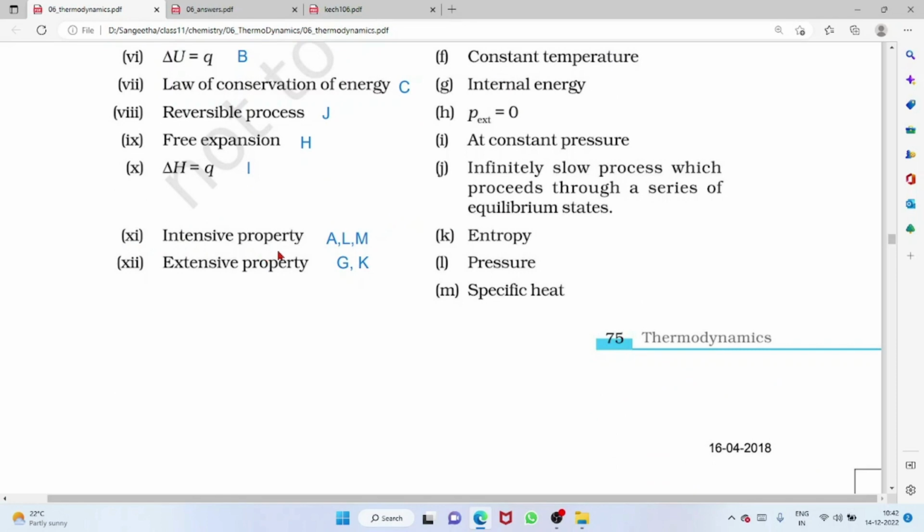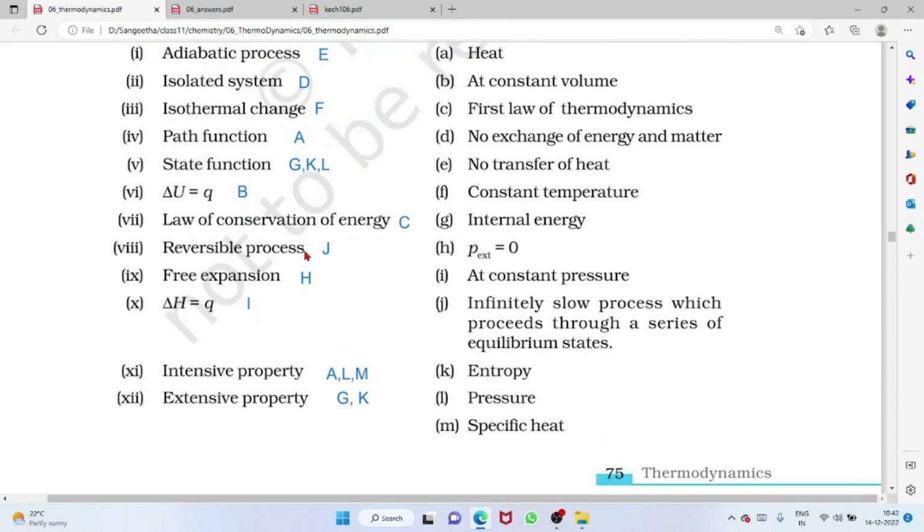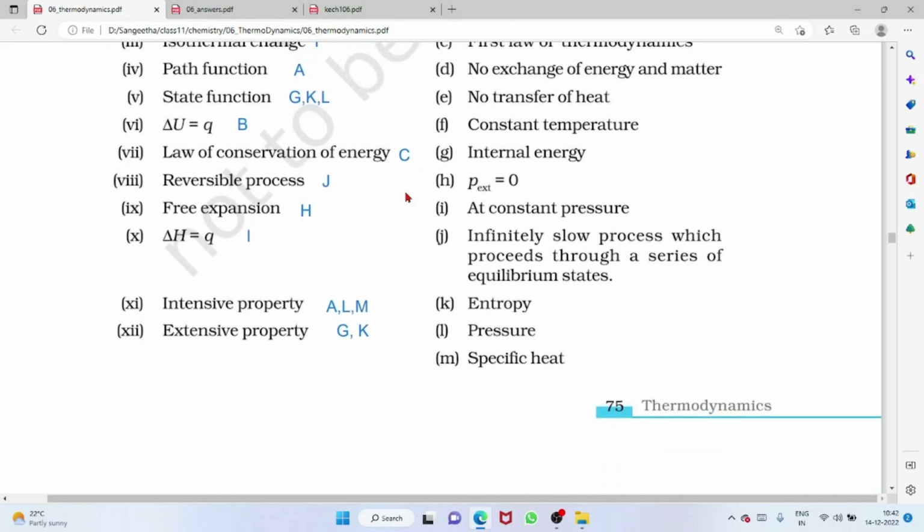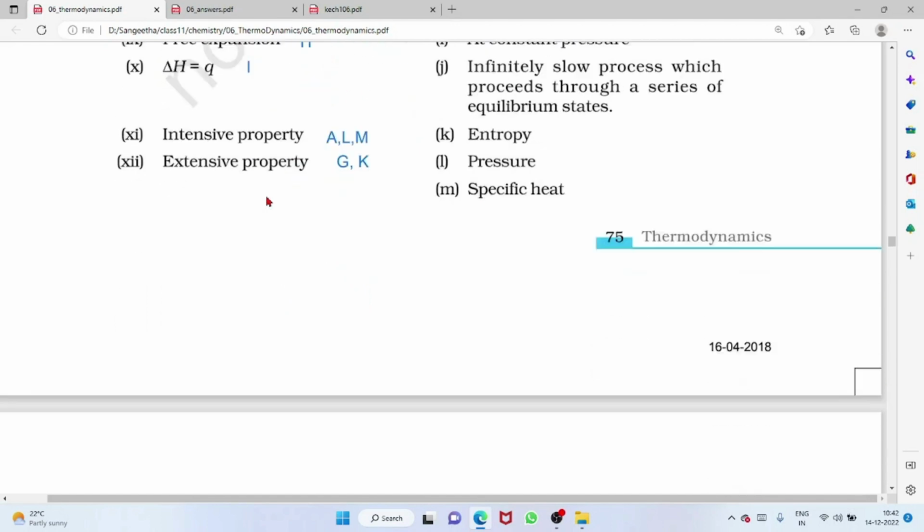Intensive property. Heat is an intensive property. Pressure and specific heat are intensive properties. Entropy is an extensive property. Internal energy is also an extensive property.